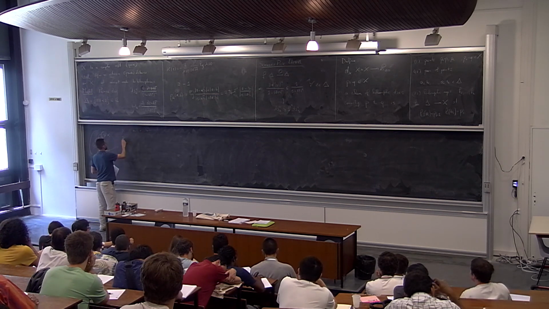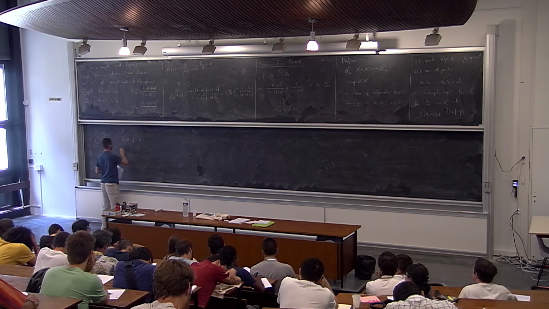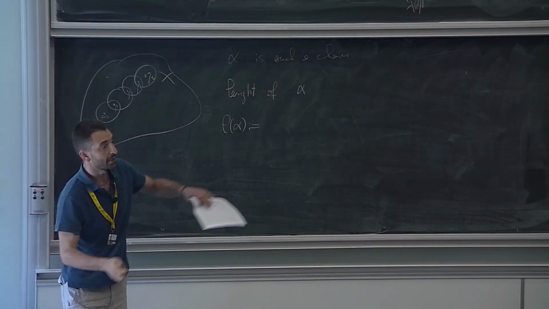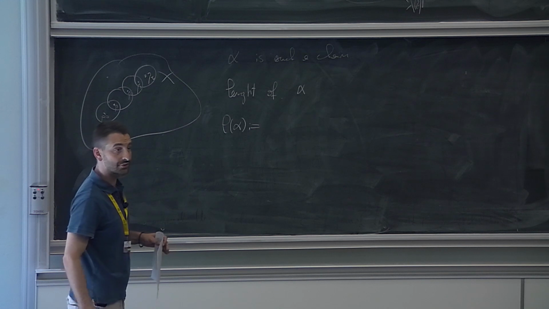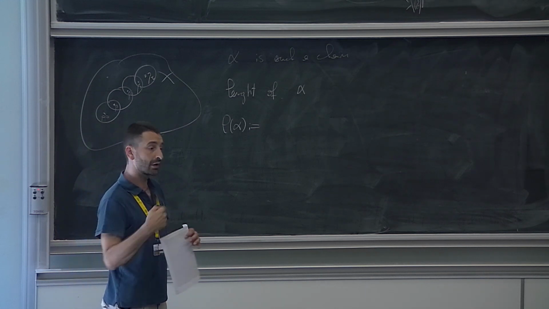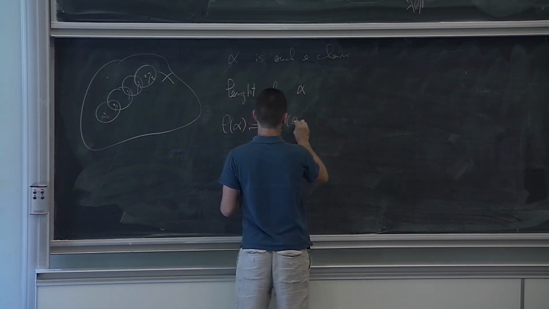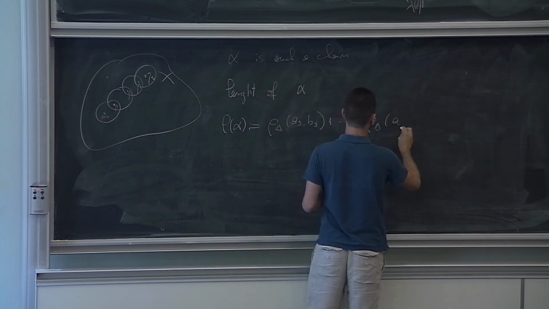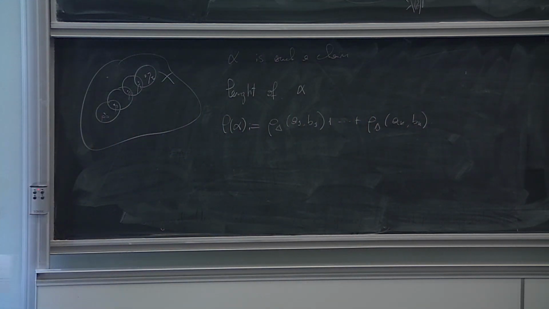and you call the length of alpha, by definition, so you use these points that you have chosen on the disk, this pair of points A1, B1, etc. And you measure the distance using the Poincaré distance on the disk. So it's defined to be rho delta of A1, B1 plus ... plus rho delta of AK, BK. So that's the length of my chain alpha.